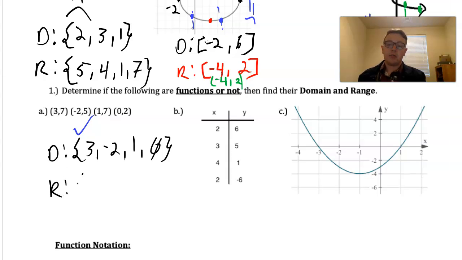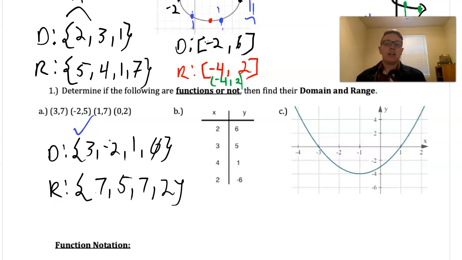What's its range? What are the y values we get? Well, we get 7, 5, 7, 2. Now notice we have 2 7s in here, but that's okay. These are outputs, right? We're allowed to have 1 or 2 outputs that are the same, right? It could be that $2 will get me 1 bag of chips, but at a discount, $2 could also get me 3 bags of chips. It's okay to do that. We just don't want 1 bag of chips costing $3 or $12.